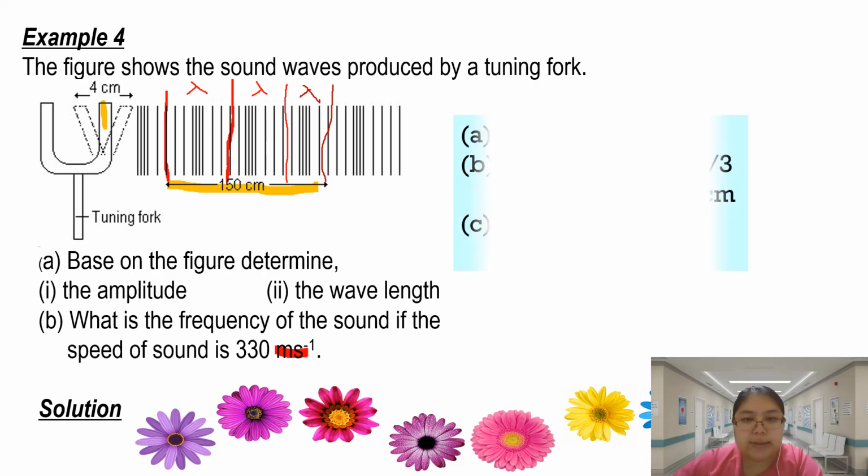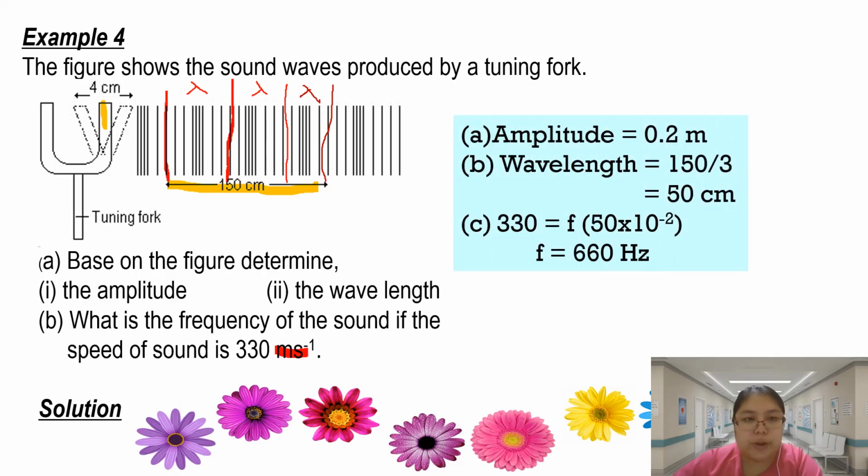Okay, I show you the answer. Amplitude is 0.02 meter. If you write in cm, 2 cm. Wavelength is 150 divided by 3, that's 50 cm. After that you want to find the frequency. This one is 330, then the frequency we don't know. The lambda you must convert to meter. So I find the frequency is 660 Hertz.